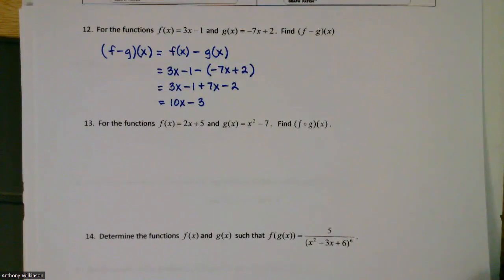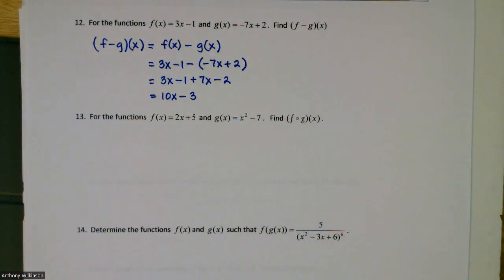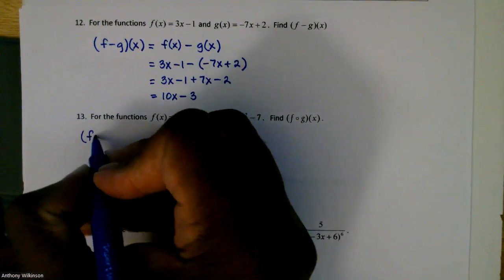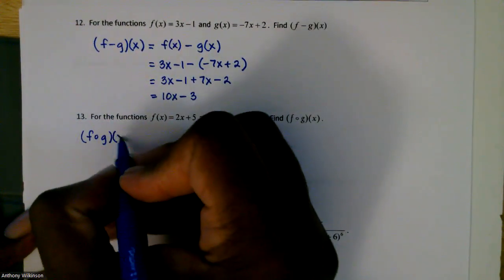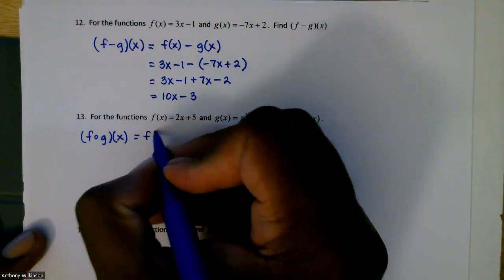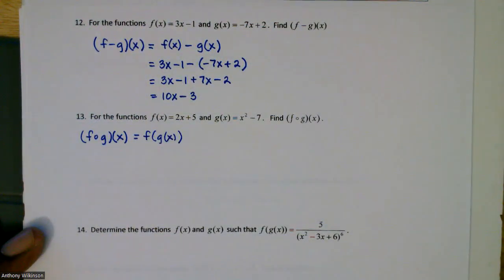Problem number 13 is the composition of two functions, f and g. Here you have f of x equal to 2x plus 5 and g of x equaling x squared minus 7. And here I want to find the composition of f with g of x. Or we can say f circle g of x, which means f of g of x. So now your g of x is going to be your inside function.